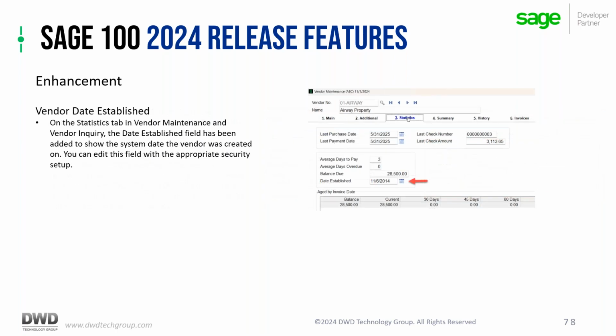This is a weird one. I'll be honest, I didn't even know it wasn't in there. My brain said it should have been in there. In customer maintenance, we all know there's a date established field. I didn't know that wasn't a vendor field too. Kind of surprised me. They've added it, and you can edit this field with appropriate security to say when the vendor was established. You always have date created, things like that, but the established date works a little differently. I think it's based off first transactions, etc.